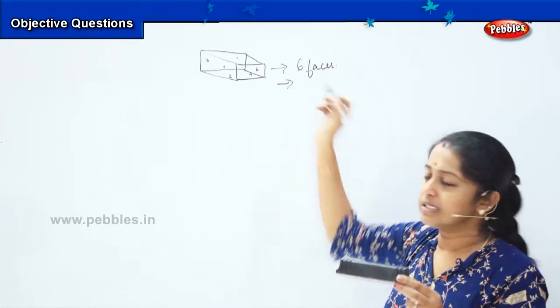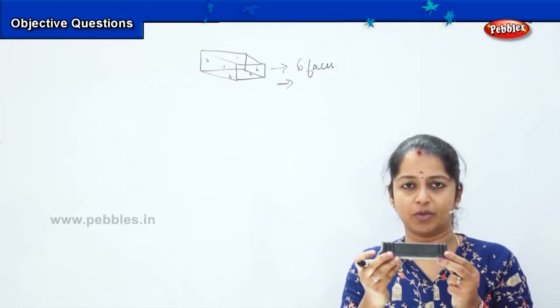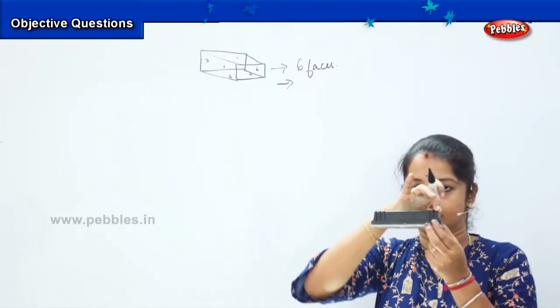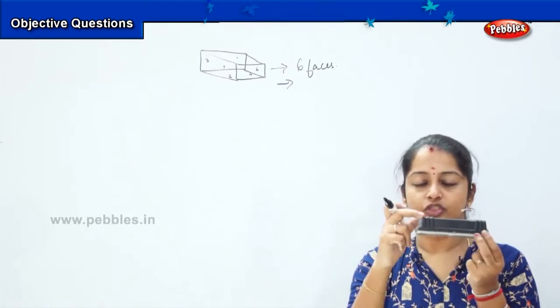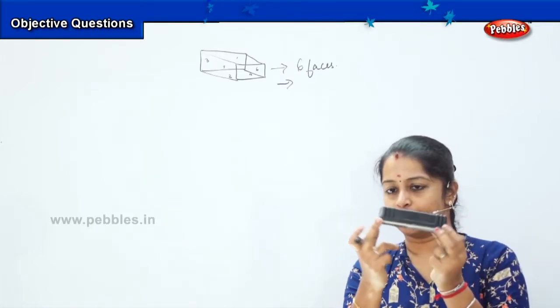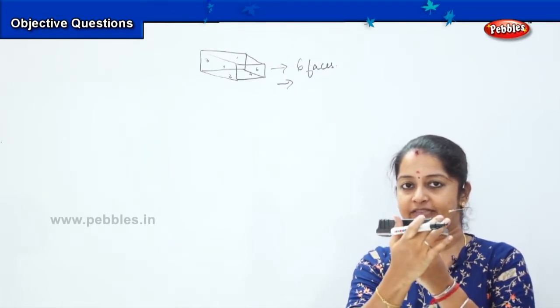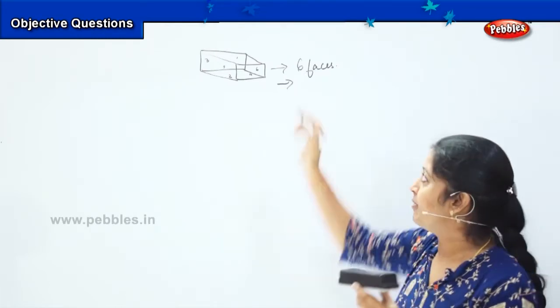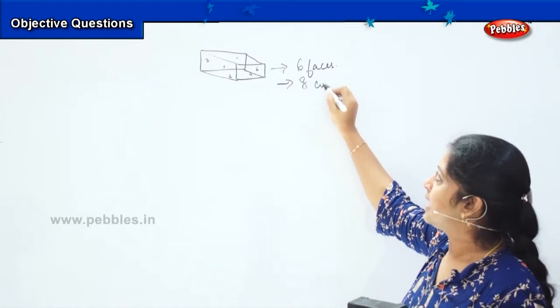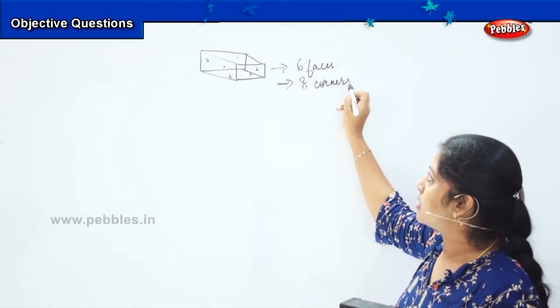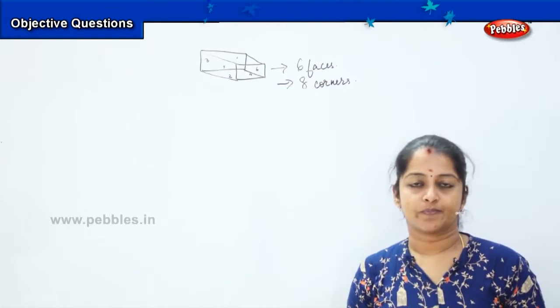And how many corners does it have? Shall we count the number of corners? It's 1, 2, 3, 4, 5, 6, 7 and 8. So, how many corners does a cuboid have? It has got 8 corners and 6 faces.